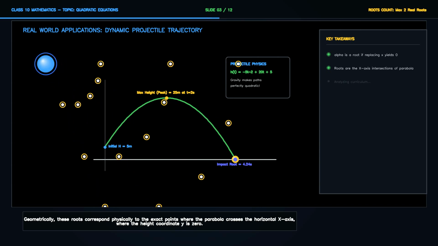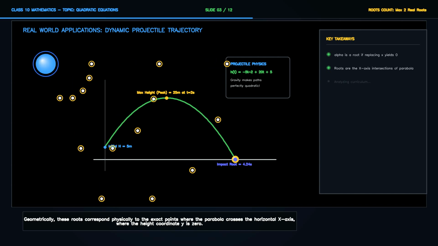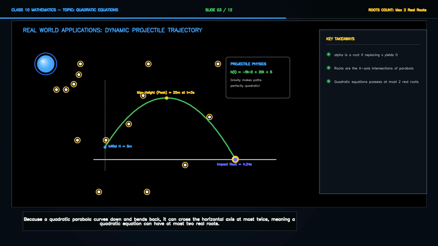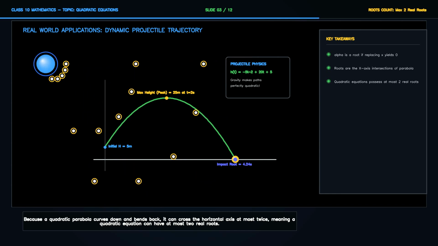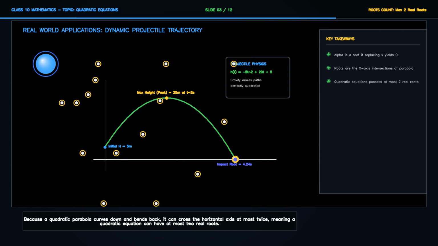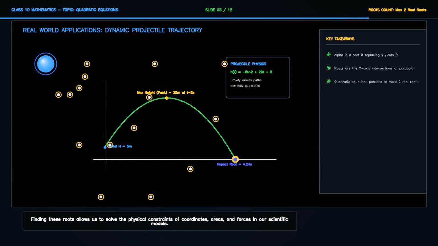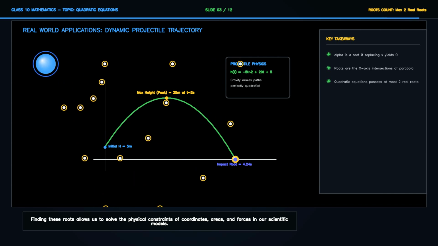Geometrically, these roots correspond physically to the exact points where the parabola crosses the horizontal x-axis, where the height coordinate y is 0. Because a quadratic parabola curves down and bends back, it can cross the horizontal axis at most twice, meaning a quadratic equation can have at most 2 real roots. Finding these roots allows us to solve the physical constraints of coordinates, areas, and forces in our scientific models.